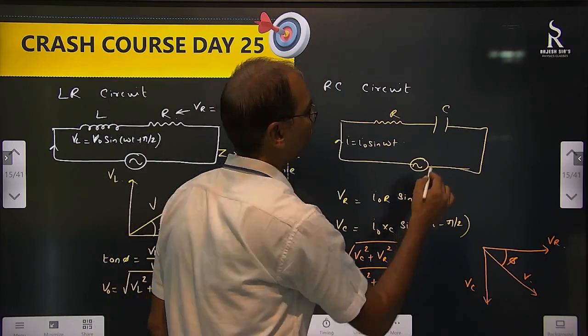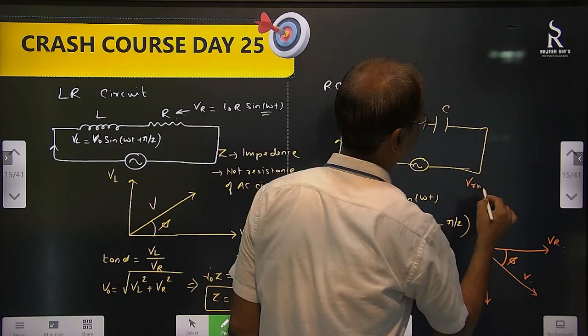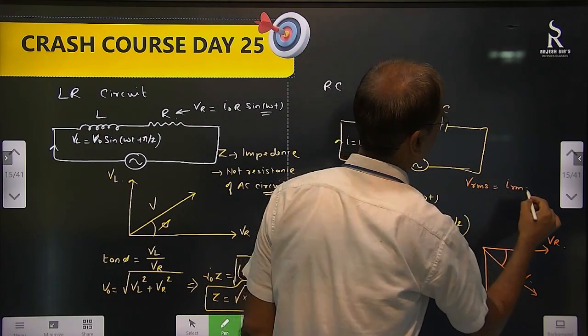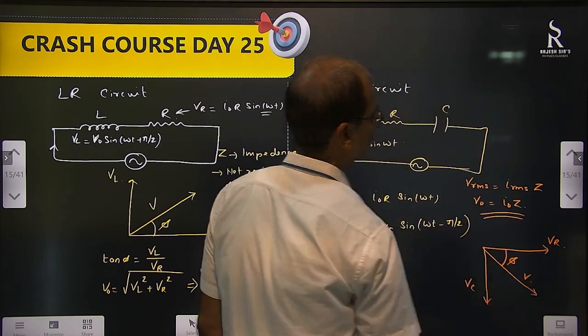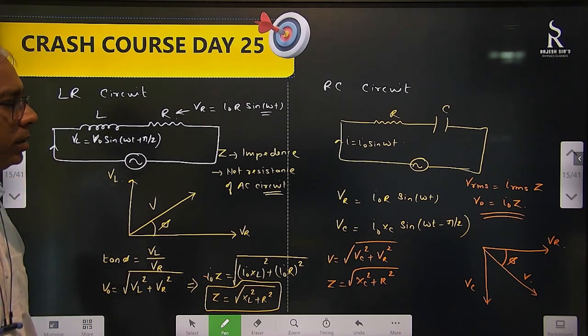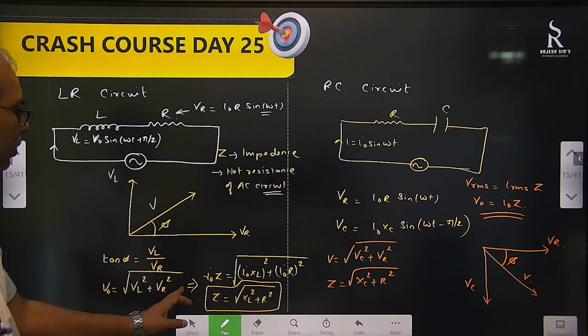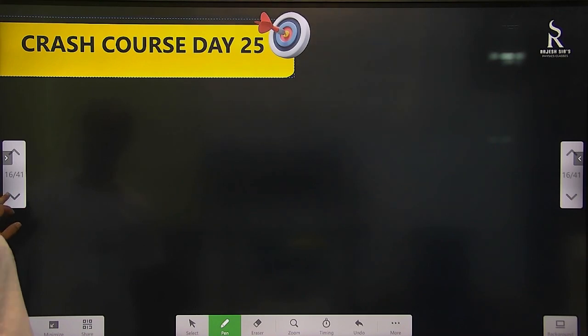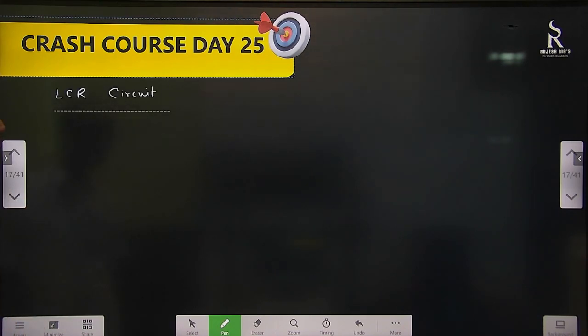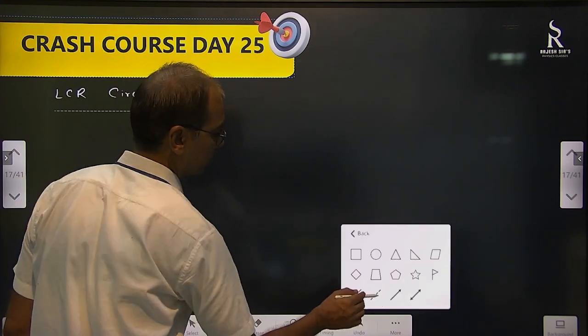This is V naught, or VRMS, your wish. So VRMS in this case will be IRMS into Z, and V naught will be I naught into Z. Exactly the same way as we have done over here. So these are the LR and RC circuits for you. Let's solve a few problems on this also. One extra sheet was there for it, LCR also at the same time. Let's see LCR also, and after that we'll solve the problems.